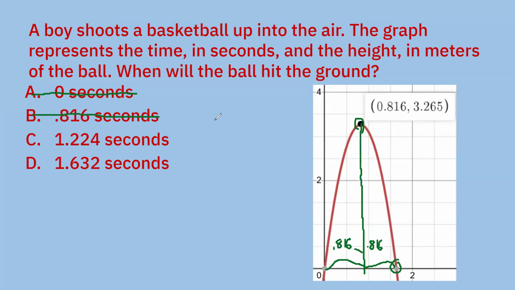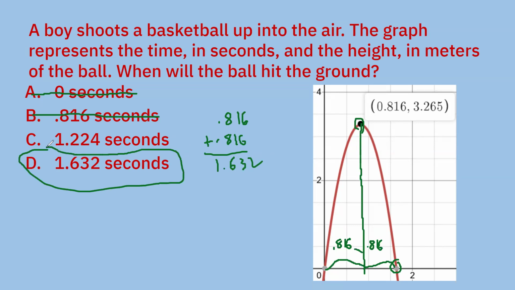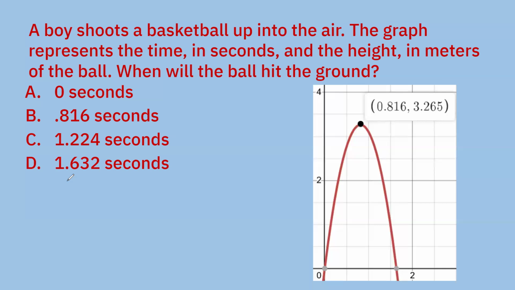I'm not even going to do the math, right? You could add it here. But if you look at the answer choices, 0.8 plus 0.8 is 1.6. So the one that makes sense is D, 1.632. All right, and you could do the math, but you wouldn't want to do the math. You want to use the answer choices to help you be fast. Save your energy for the harder ones. Okay, so we'll do one last one, I think, and then we will be all set.